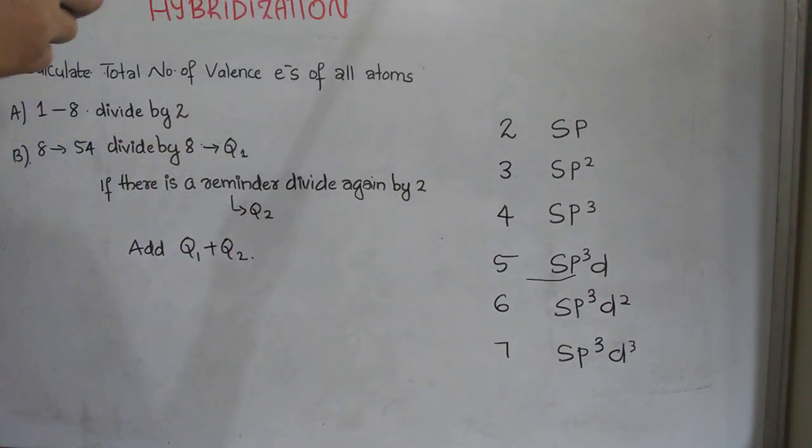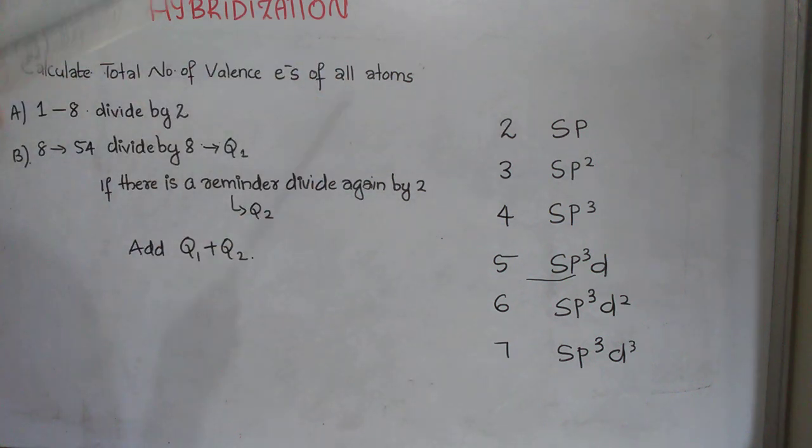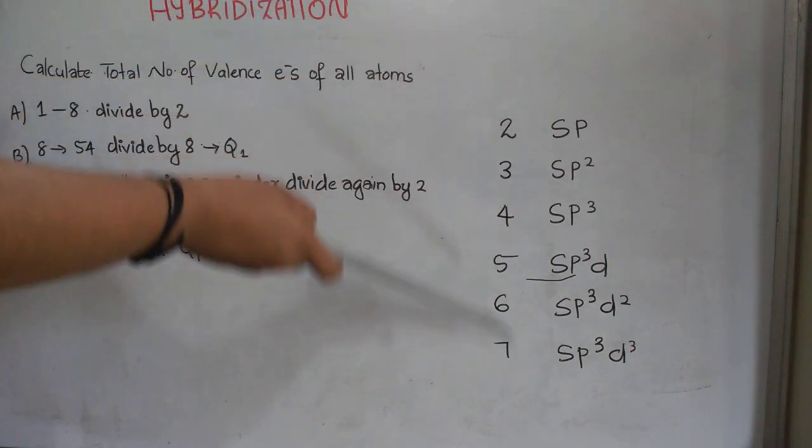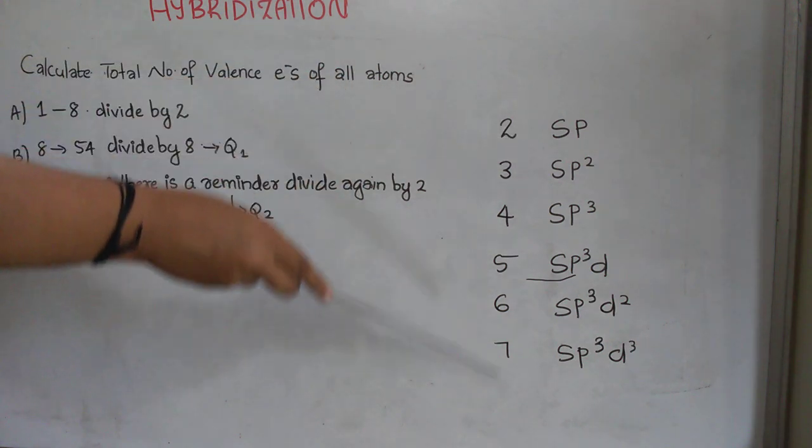The hybridization for each of these numbers will be the same, but how to find this number is the difference in the method. So once again we will be calculating the total number of valence electrons of all the atoms, and if the answer falls in the category 1 to 8, we will divide it by 2 and correspondingly we will find the hybridization. Now as case B, if it falls in 8 to 54, then we will be dividing it by 8. And suppose we get an answer Q1. If there is no remainder, this Q1 will be equal to any one of these numbers.